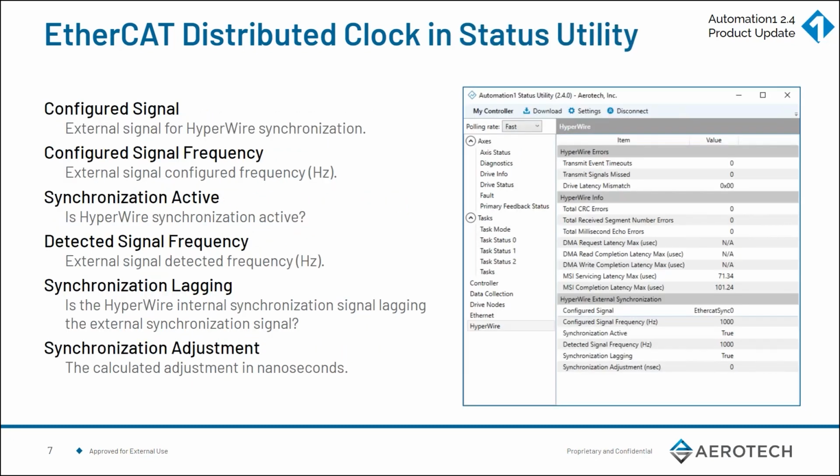EtherCAT Distributed Clock status items are in the status utility. This is a very nice place to go to do some diagnostics if you need to. We'll tell you the configured signal, which is the external signal for hyperwire synchronization. Its frequency, is it active? Is that synchronization active? What is the detected frequency? Is it different than the configured frequency? What is the synchronization lagging? Is it lagging behind? And is there an adjustment being made? So this is where you go for all of that diagnostic information.